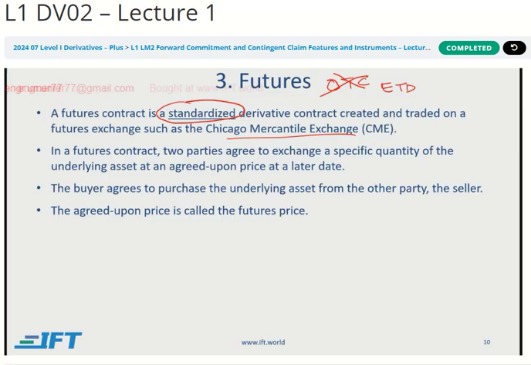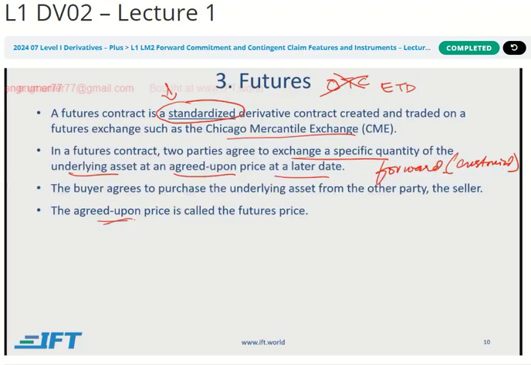In a futures contract, the two parties agree, like a forward, to exchange a specific quantity of an underlying asset at an agreed upon price at a later date. So this is exactly like a forward. The only difference is that this is standardized, right? Whereas a forward is customized. And the difference over here is that there is an exchange in the middle, right? So the exchange actually takes care of the risk of the counterparty defaulting. And this is basically a future.